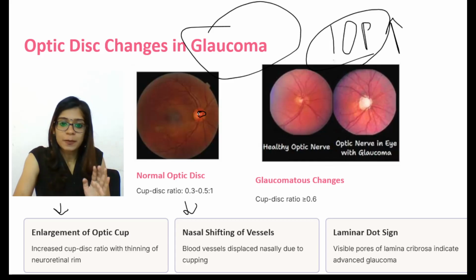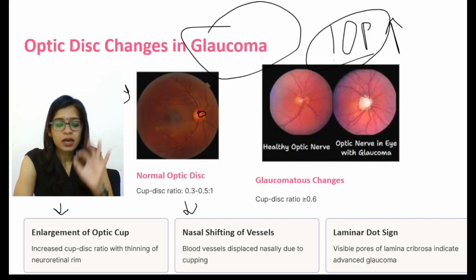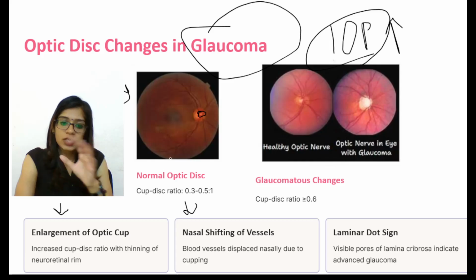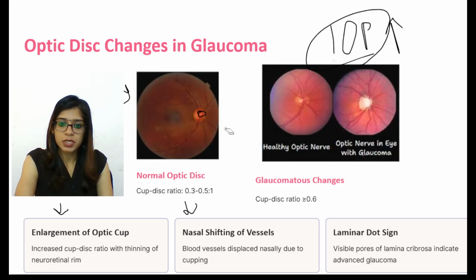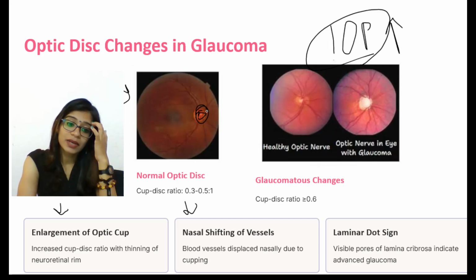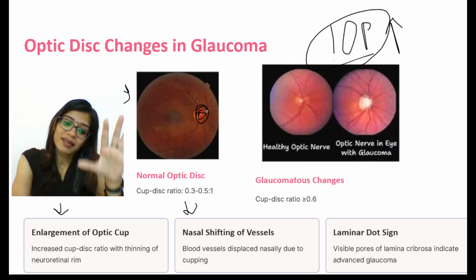Now, normally, the first picture that you see is a normal optic disc. See, here is the cup to disc ratio. One second, guys. Let me see the smaller circle, that is the cup. And the area around it, what do I call that? It is called the neuroretinal rim.